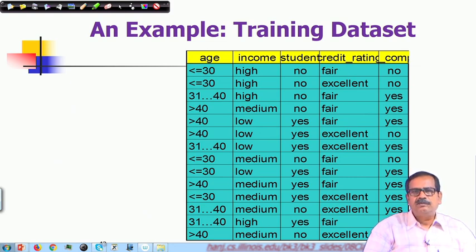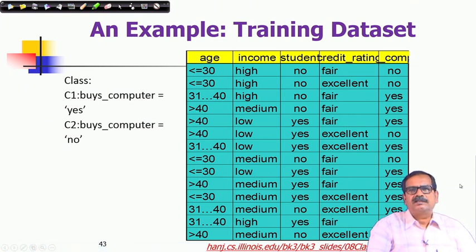So there are a few distinct values for each variable. These are the attributes: age, income, student, credit rating, and computer buying is the class. You can see there are two classes. One is buys computer, where the value would be yes, and the other class is does not buy a computer, where the value is no.